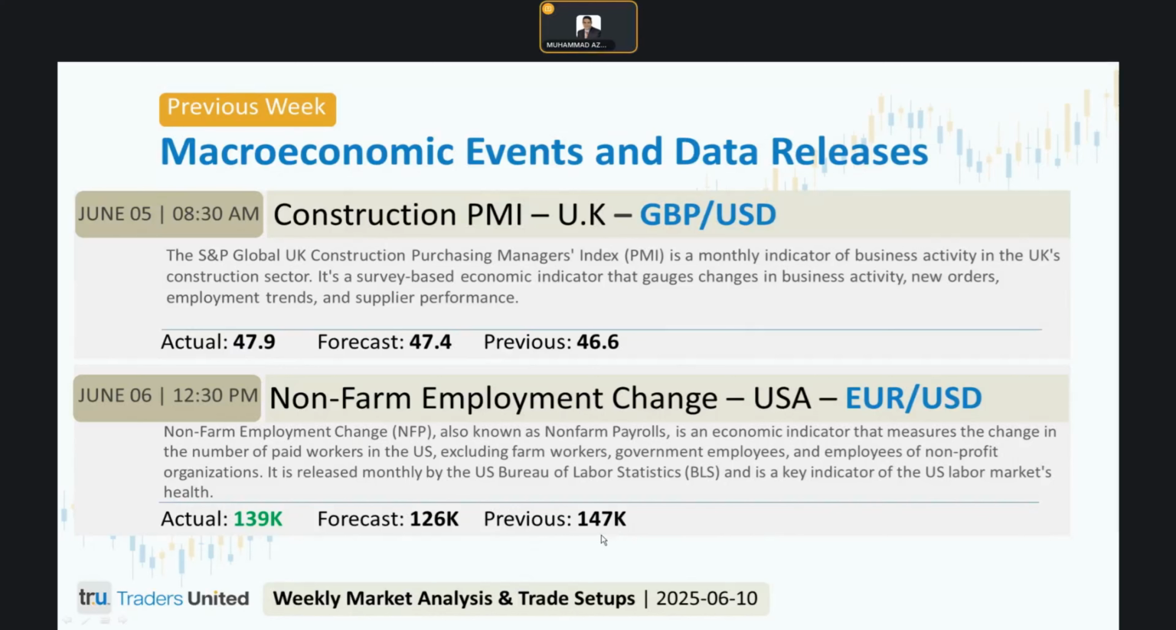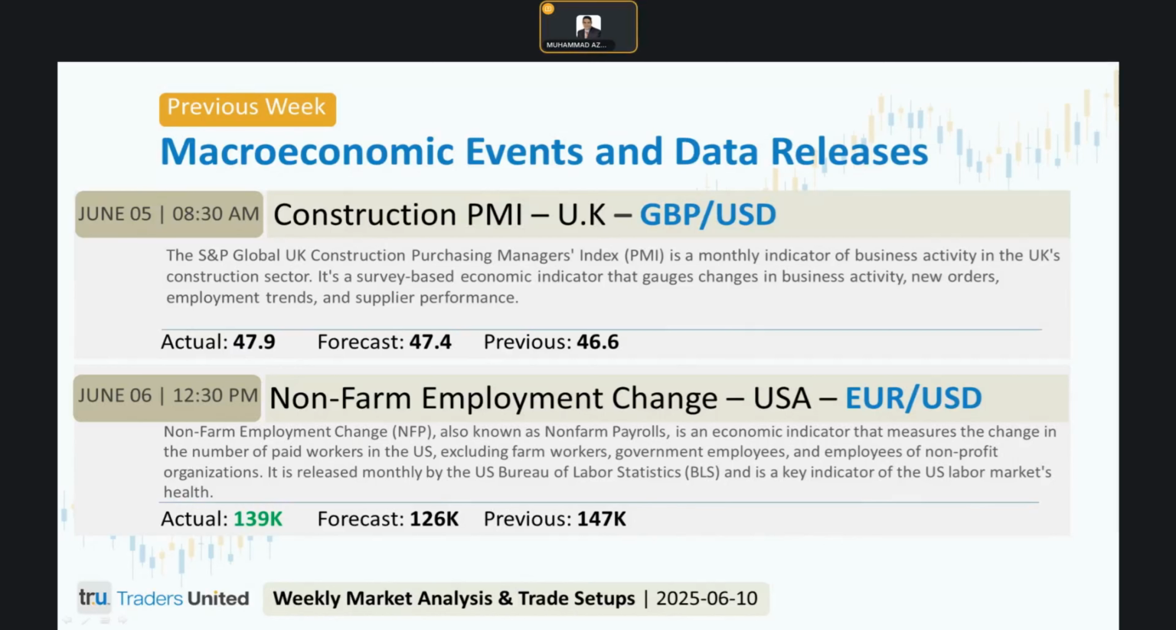The previous number was 147, and the actual number we got is 139. The forecast was 126, and due to this reason, we got a weakness in the United States dollar index, and overall the Euro USD currency pair actually moved up. Now, the non-farm employment change, the NFP report, measures the monthly change in the number of employed individuals in the USA, excluding farm workers, government employees, and non-profit staff.